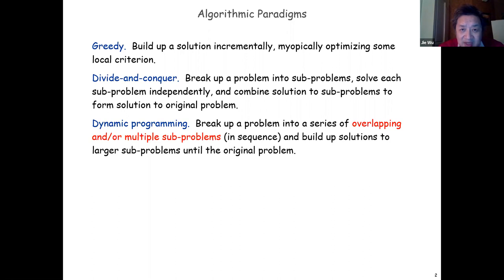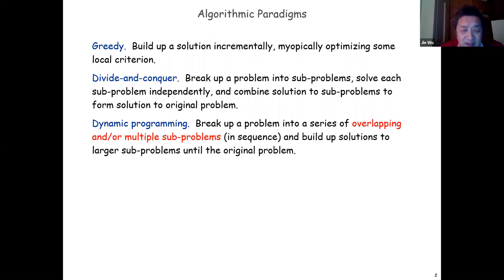Greedy is kind of simple in the sense that you build the solution incrementally. You follow some kind of local criteria, then you follow a certain sequence, you just do it. Usually it's like a linear sequence. You solve the sub-problem, the local problem, then you advance. And hopefully this is the optimal.